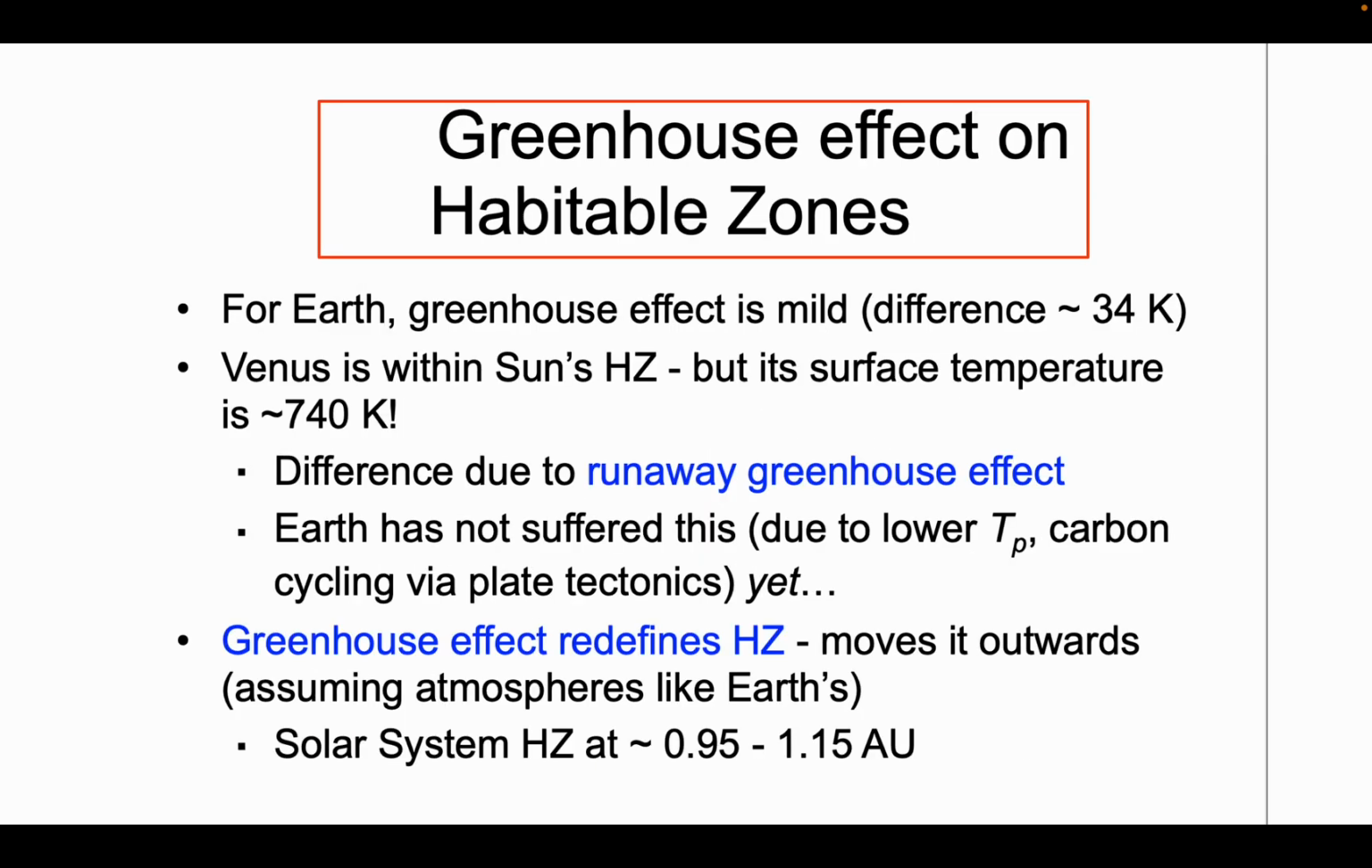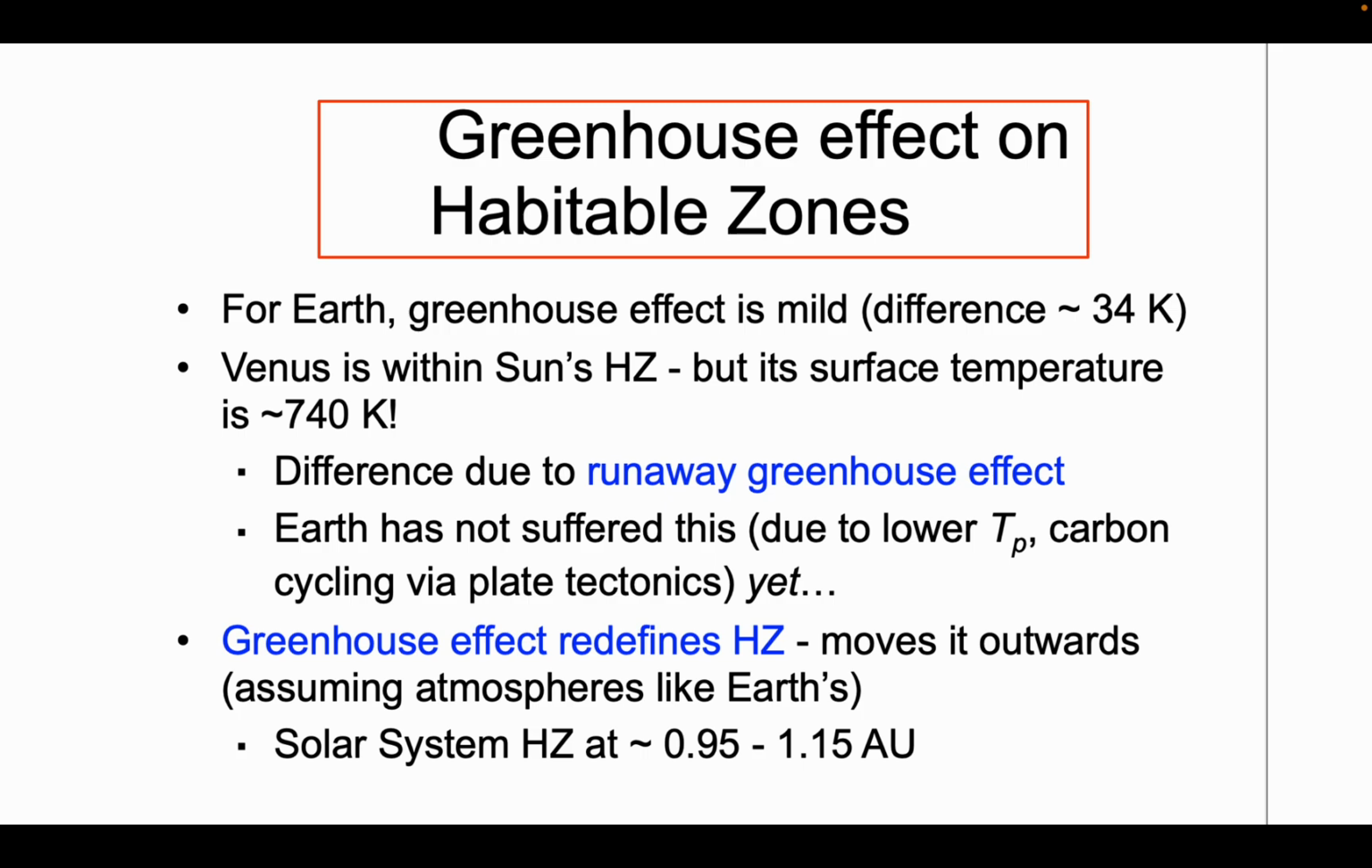Effect of the greenhouse effect on the habitability zone. For Earth, the greenhouse effect is mild, with a reference of 34 Kelvin. Venus is within the Sun's habitability zone, but its surface temperature is 740 Kelvin. This difference is due to the runaway greenhouse effect.